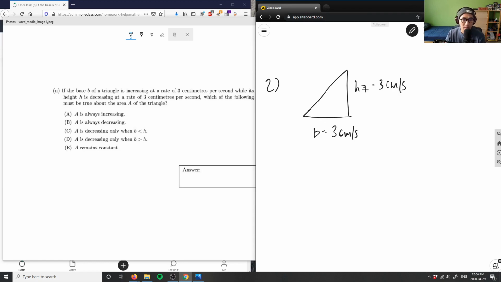Which of the following must be true about the area of the triangle here? The area of a triangle is half BH, right? Half of base times height here. And it gives us here: A is increasing, A is decreasing, A is increasing only when B is less than H, A is decreasing only when B is greater than H, and A remains constant here.